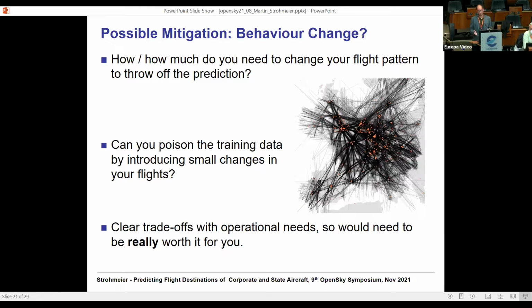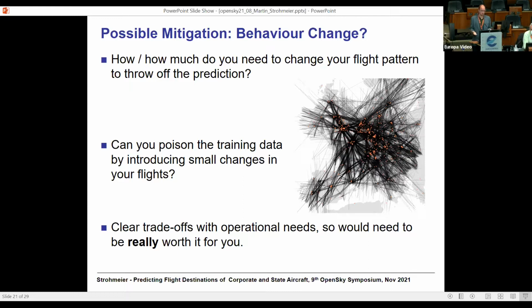Mitigation we've been thinking about. It's a bit esoteric, but could you change your flight pattern just ever so slightly? Like if you leave from an airport and you take just a slightly different route, can you throw off the model? This seems very likely. We haven't checked it yet. You could even think about poisoning the training data. So if you want to go to an airport undetected, you could have a bunch of flights beforehand that do something else, and then you do that.